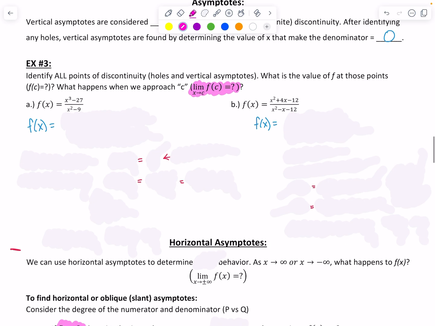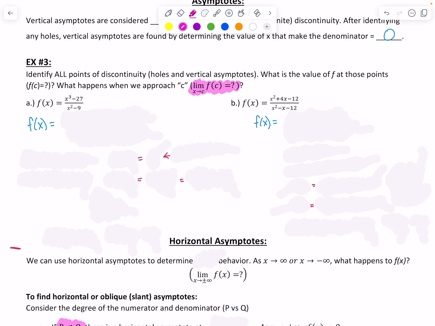Okay? All right, in example number 3a, we've got an f of x. If I'm looking at this f of x, is it in most simplified form? Well, hopefully you recognize that you can factor not only the top, but you can also factor the bottom. So pause the video, take a second, and please factor both the numerator and the denominator here of f.